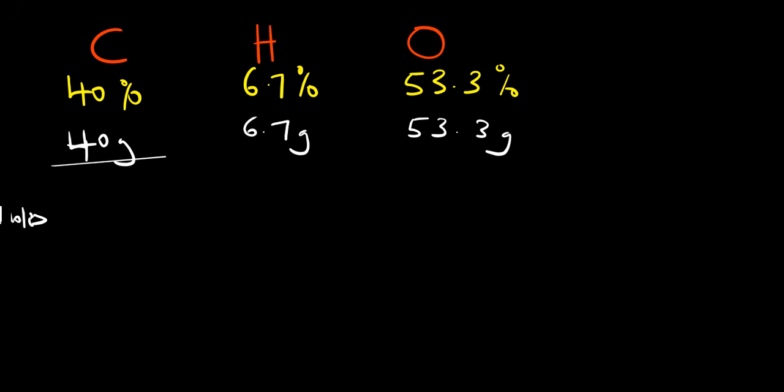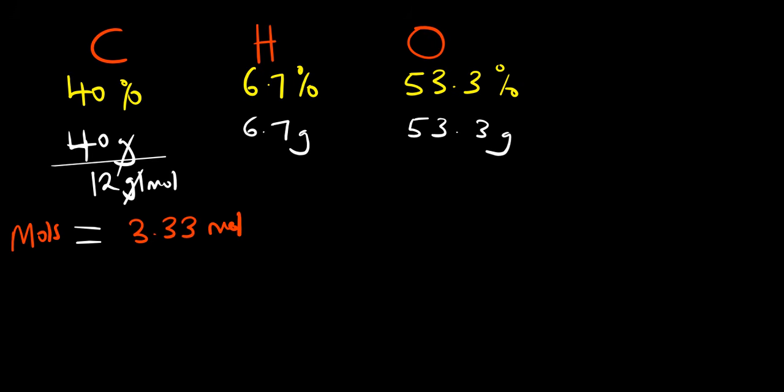The mass is 40 divided by the molar mass for carbon. Carbon is 12, right? Grams per mole. So the grams and grams are going to cancel. Here we're finding the number of moles. So 40 divided by 12, what does it give me? 3.33 moles. Then I come for hydrogen. I've got 6.7. Hydrogen has a mass of 1.